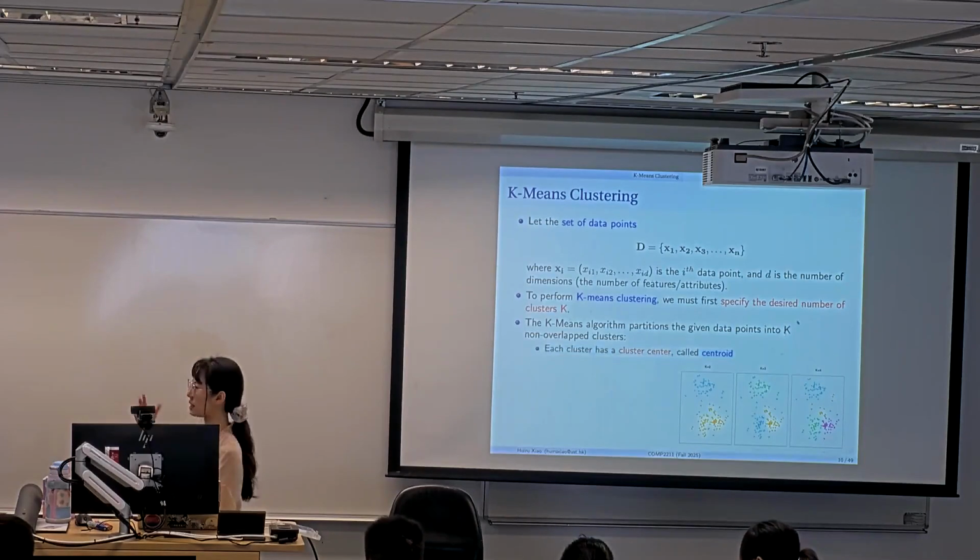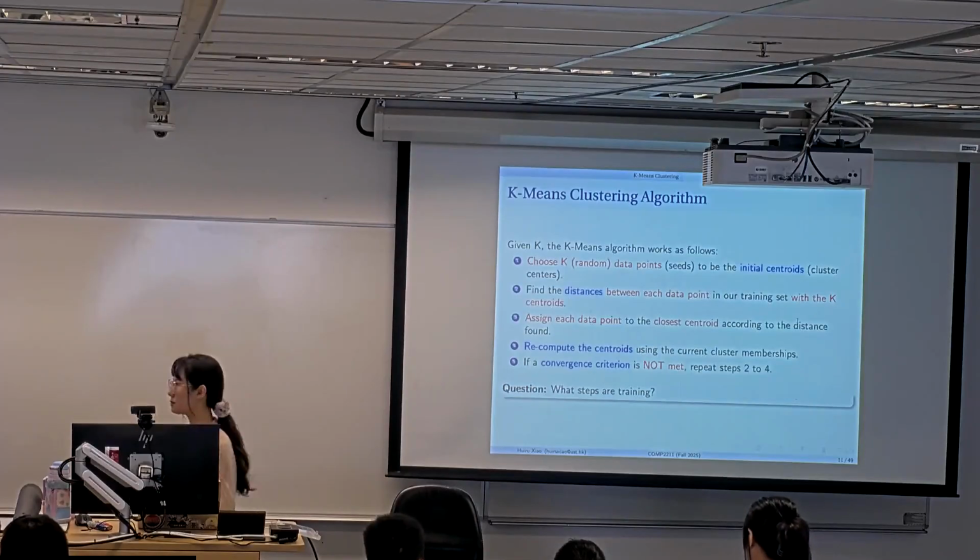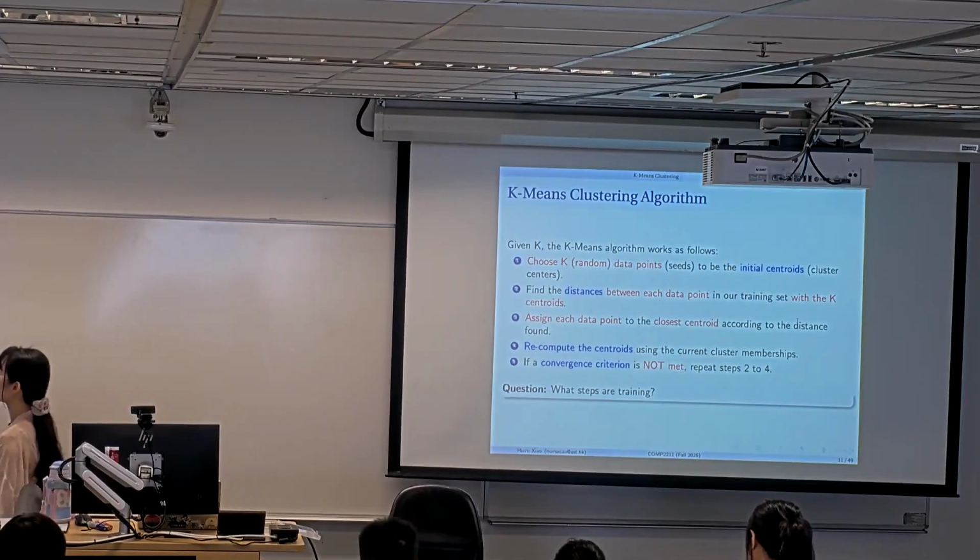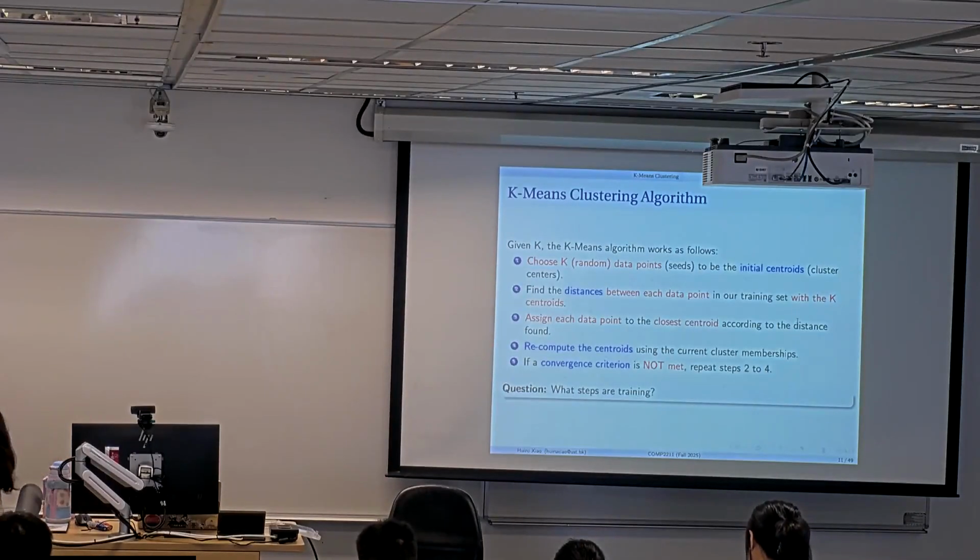So this is like some premise of the k-means clustering. And let's look at the algorithm steps. K-means clustering. So given k, k must already be given because we must tell the model what this k is. So given this k value, the k-means algorithm works like this.